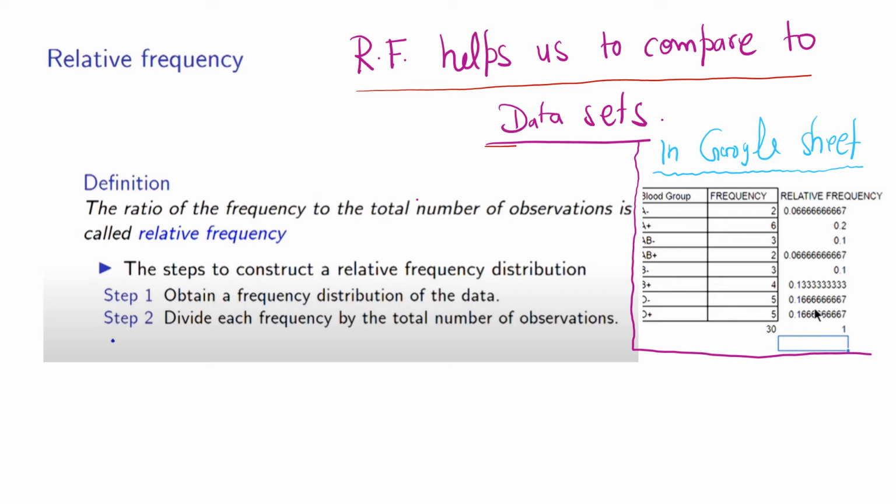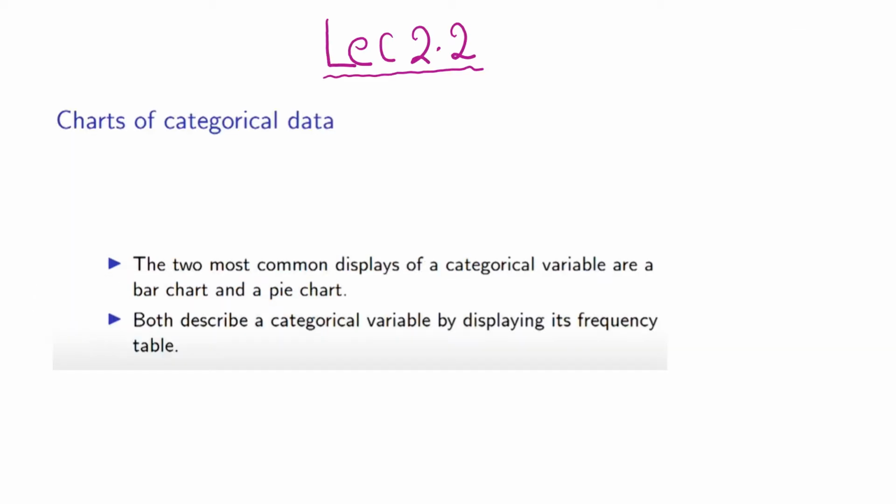Then divide each frequency by the total number of observations. The total number of observations is 30. So divide each frequency, meaning 2 by 30, 6 by 30, 3 by 30. Then you will get the relative frequency of that observation. Then come to the charts of categorical data. How many types of charts can we use for categorical data?